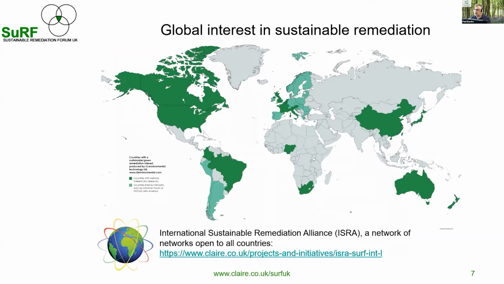Sustainable remediation isn't just a UK idea. In fact, the UK is one of many countries that's looking at this. And in this diagram, in the deep green, are countries where there's actually a specific sustainable remediation network in place. And in the light green are countries that are linked by a network, such as the Common Forum or Nicole, to sustainable remediation. And I guess we need a new color for the Netherlands, which is perhaps seeing itself in a post-sustainable remediation world, where it's looking at the broader context of better soil management.